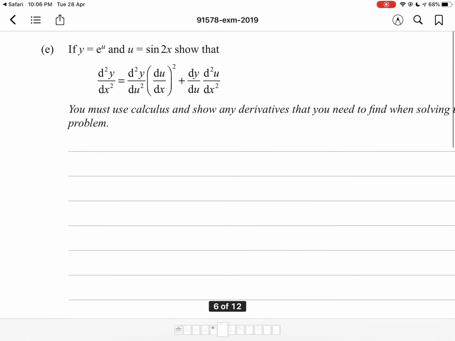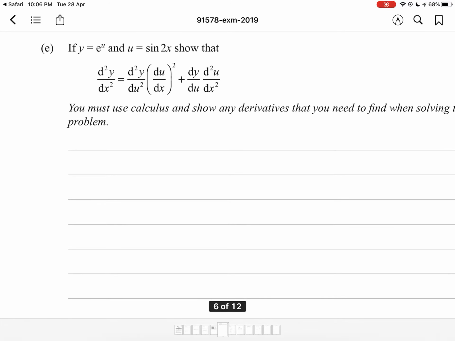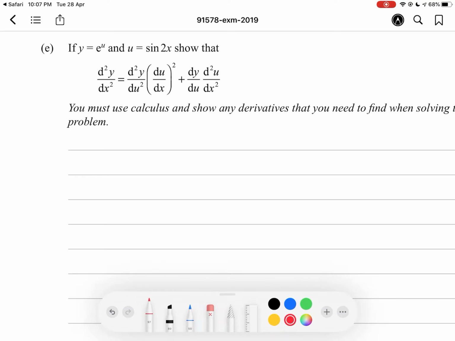Alright, question E. If y equals e to the power of u and u equals sine 2x, show that the second derivative of... Okay, you can read that by yourself. That's a big mouthful for me. Alright, so first things first, we know that u equals sine 2x, and we know that y equals e to the power of u. So we can write that y equals e to the power of sine 2x instead, because the u's here are the same. Alright, so we want to find the second derivative.